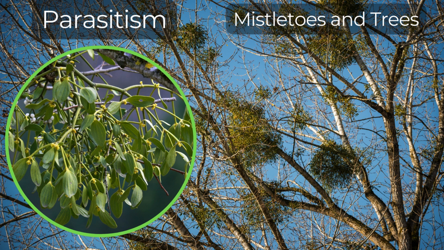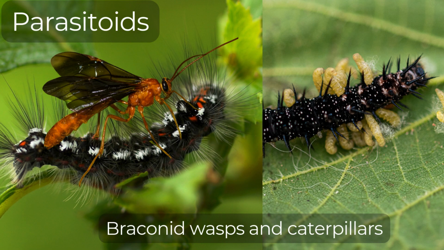Mistletoe is a plant parasite that attaches itself to the branches of trees or shrubs. They extract water and nutrients directly from the host plant's vascular system. Although mistletoe can photosynthesize on its own, it depends heavily on its host for resources, which can weaken the host plant over time. Parasitoids are a unique type of parasite, often insects, that eventually kill their host as part of their life cycle. This relationship is common in certain insects, like wasps.